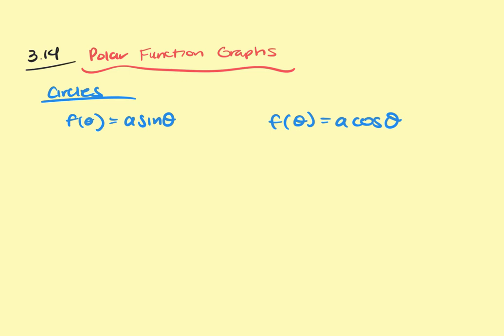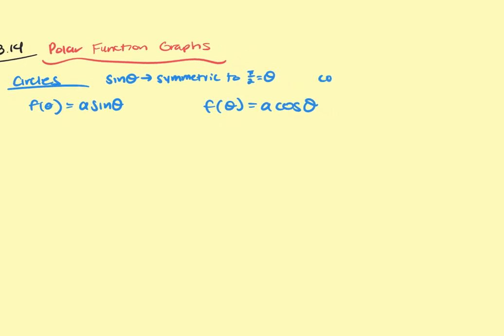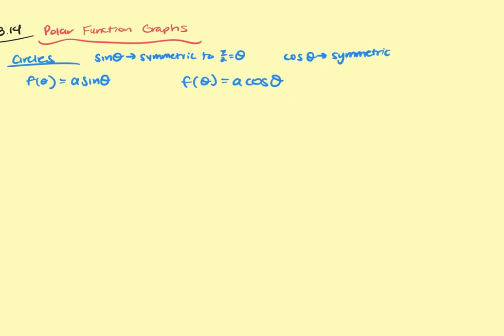Okay, remember that symmetry: if it has sine, then it's symmetric to the y-axis, right? Or pi over 2. And for cosine, it's symmetric to the x-axis, which is called the polar axis. It's not going to use x-axis and y-axis. It's going to use polar and pi over 2.